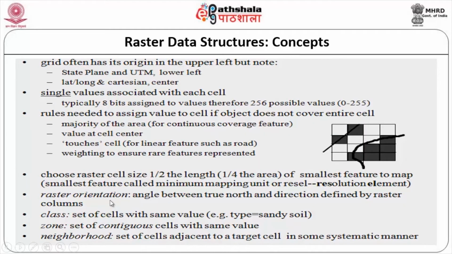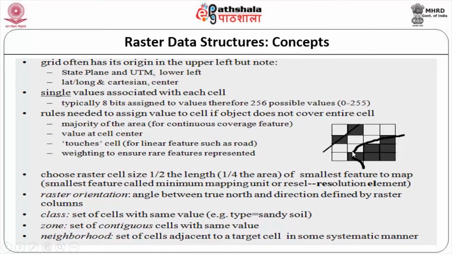And orientation: normally, the raster orientation will be the angle between true north and the direction defined by the raster columns. So, that will be the orientation. If the true north is like this and the raster is in this direction, that angle will be taken. If this is the case, there will not be any difficulty in getting the orientation.